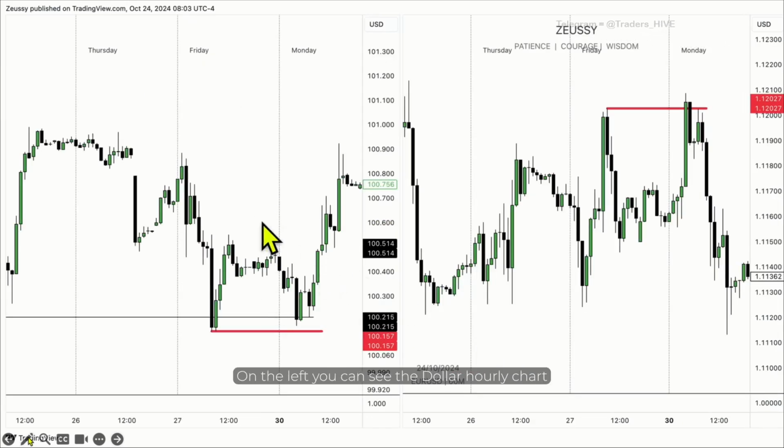On the left, you can see the dollar hourly chart, and on the right, you can see the euro hourly chart. The hourly chart of the dollar right here represents the delivery near the end of that consolidation. What I want you to see is that on the 27th of September, the dollar formed the low right here. Notice that when we opened up on Monday, the market created a higher low than the Friday low. If we, however, pay attention to euro, what we can see is that euro created a higher high on Monday relative to the Friday high.